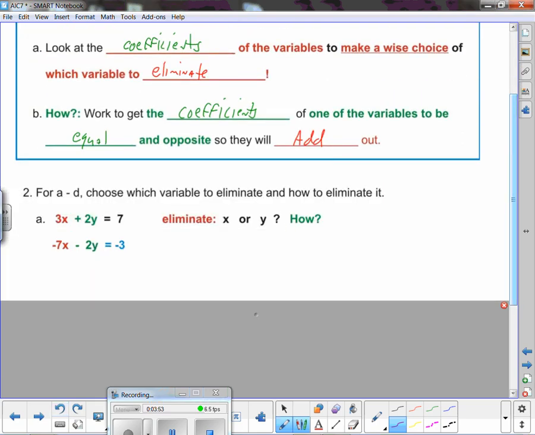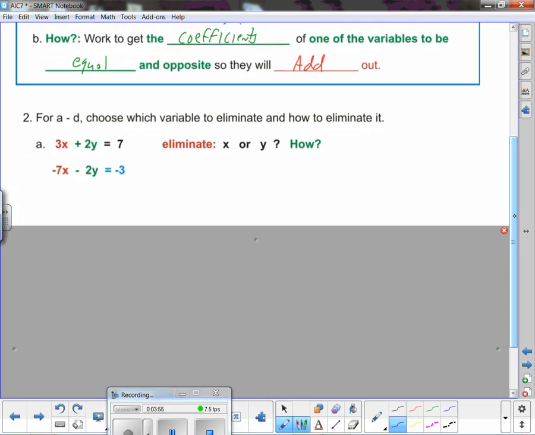Okay, so let's take a look at a couple examples here. All right, for A through D, choose which variable to eliminate and how to eliminate it. So that's all we're doing right now. We're not solving. We're just simply trying to make the choice. What do I want to eliminate? Do I want to eliminate the x's? Do I want to eliminate the y's?